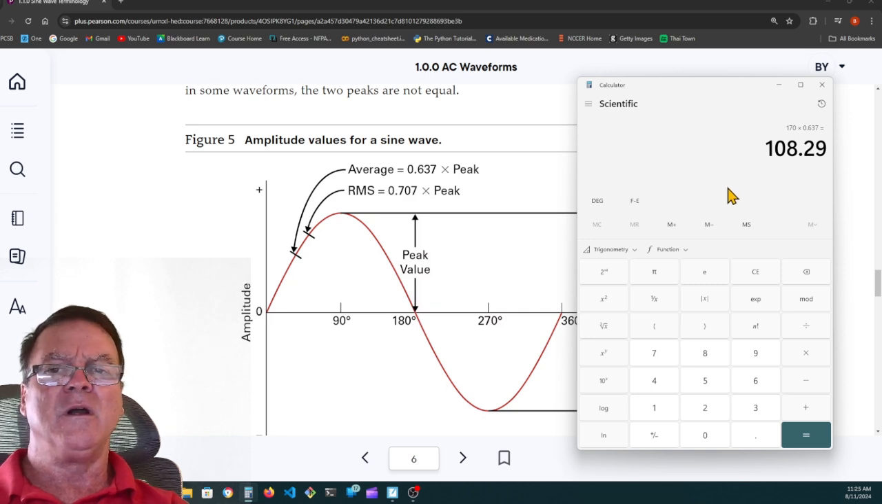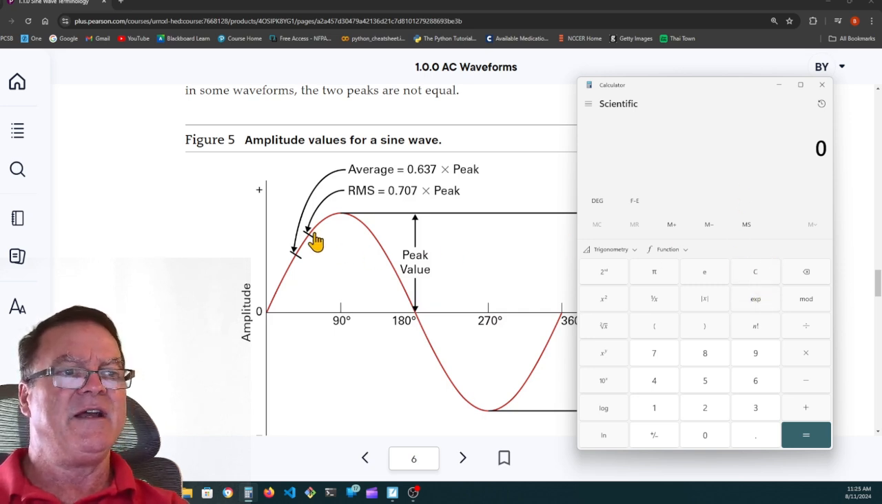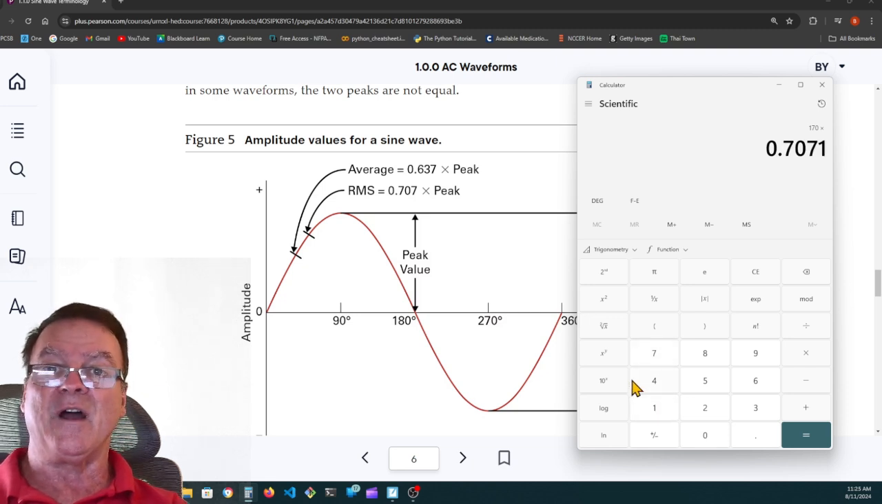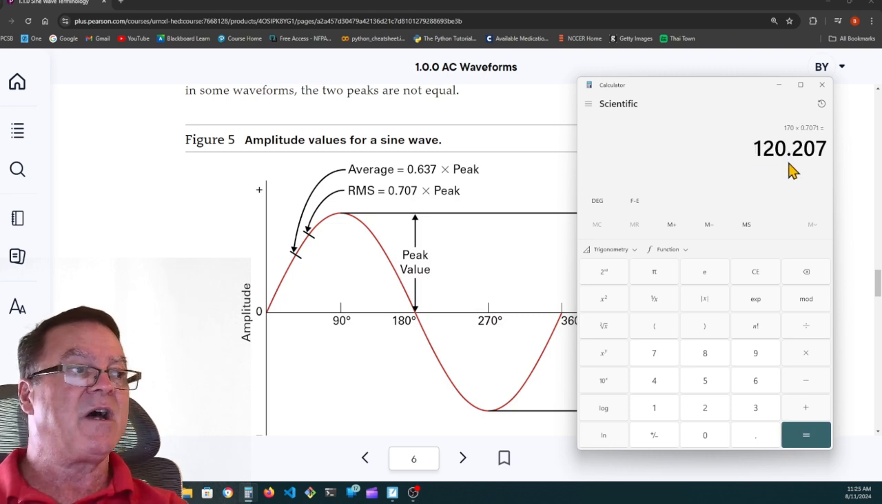Now, we're more concerned with effective, and the reason for that is in alternating voltage and current, we get the same amount of work out of this AC waveform as a like value of DC at 0.707 times the peak. So if we have 170 volts peak times 0.7071, which just happens to be the sine of 45 degrees, it equals 120 volts.